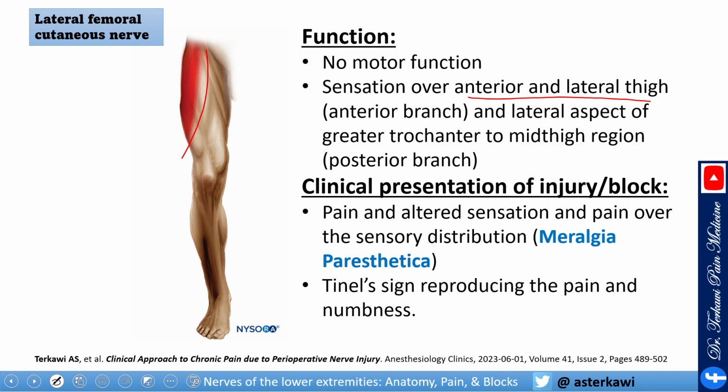And then when you examine, sometimes you look for the Tinel sign. So you feel the ASIS here, and you go about 1 to 2 inches, and you start to push with your fingers gently in that area and see if that reproduces the pain or the numbness. Now, common causes, as you see: blind femoral vessel cannulation, a very common cause. You see it after surgery. Patients come with this presentation.